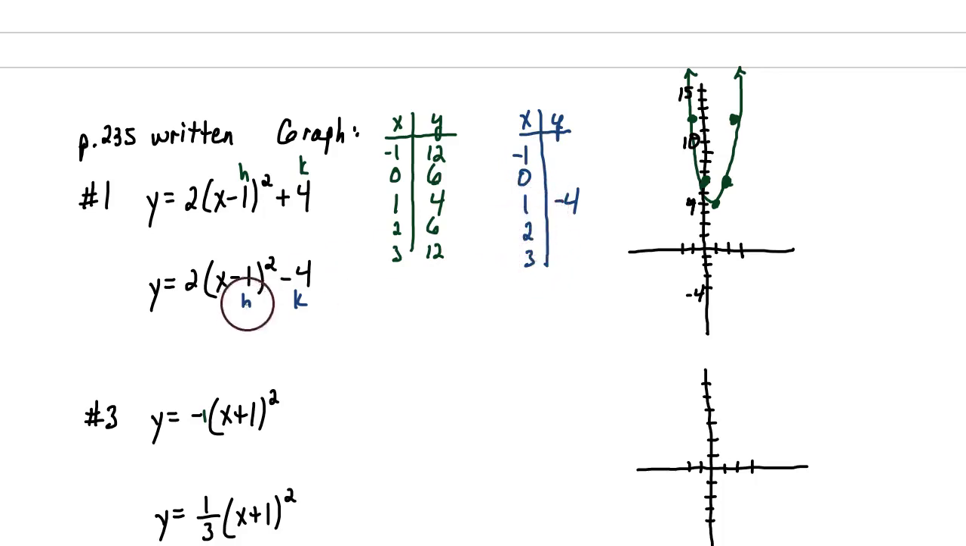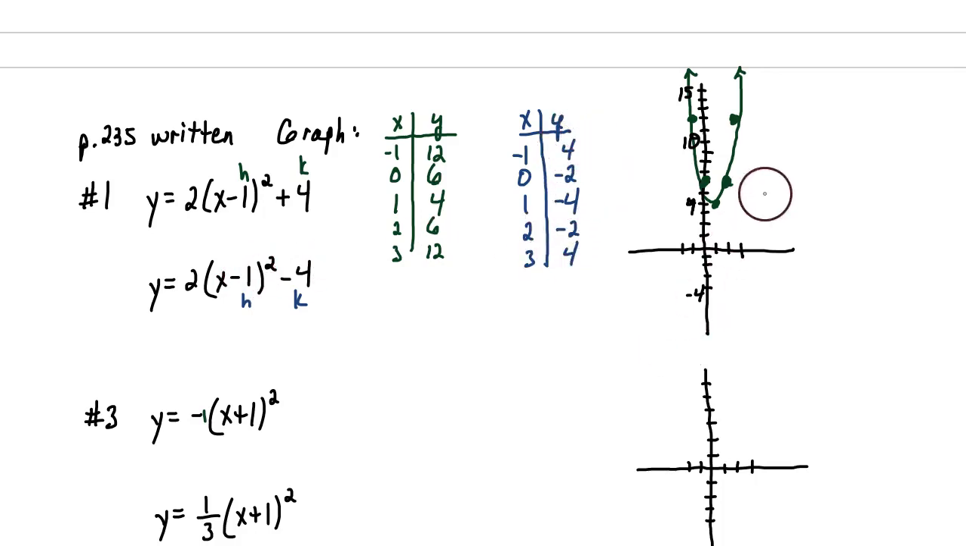Let's plug in 2. 2 minus 1 is 1. 1 squared is 1. 2 times 1 is 2. And 2 minus 4 is -2. So this is -2, and so is this one. Now let's plug in 3. 3 minus 1 makes 2. 2 squared makes 4. 2 times 4 makes 8, and 8 minus 4 makes 4.